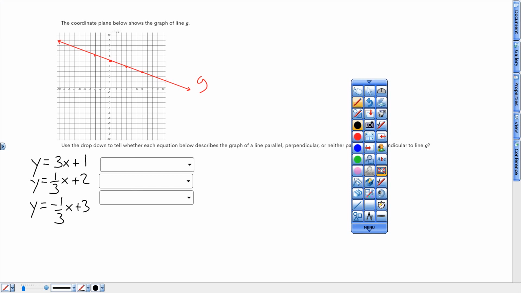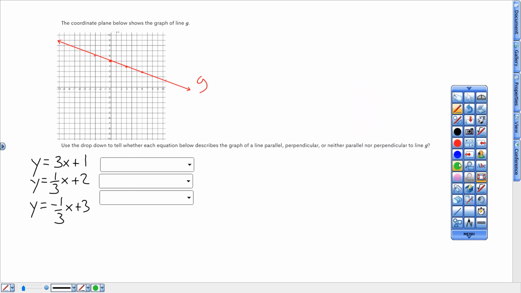All right, for this one, they want you to look at a line, be able to get that slope, and then know all these properties we're going to be going over. Parallel, same slope. Perpendicular, opposite reciprocal slope. And then neither is going to be not the same slope nor negative reciprocal slope, just something different.